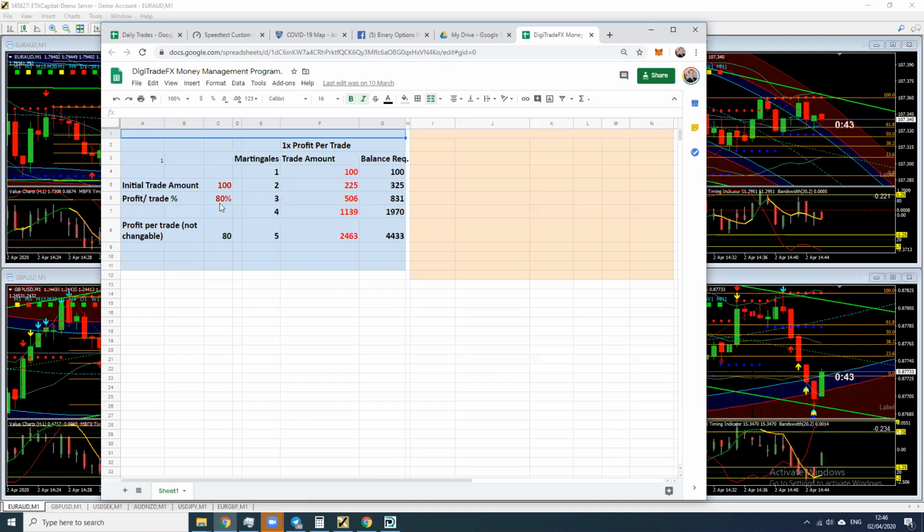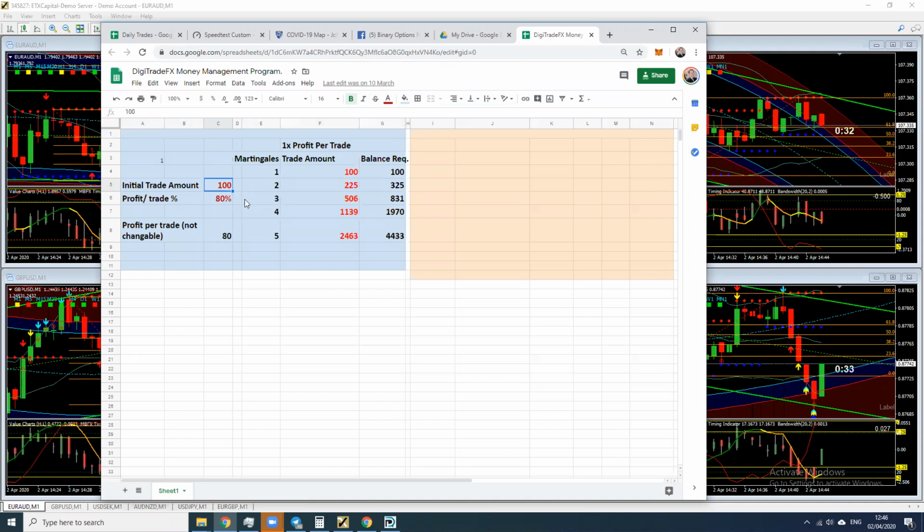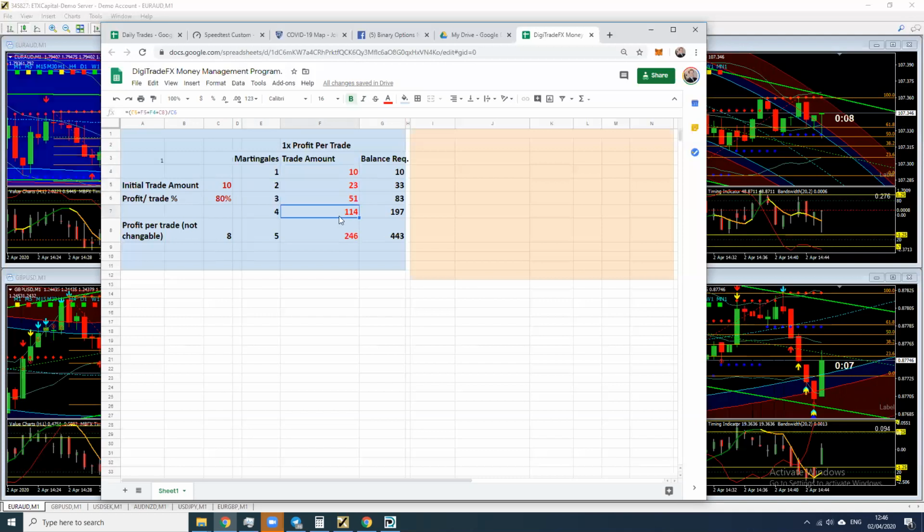Now, with the money management program I have here, you would take your initial trade size. So let's say you're trading with a 1,000 euro account or dollar account. You trade with 1% of that. That's $10, okay? And then your profit size is 80, so your return on a winning trade is 8. So your initial trade size is 10. Then your second entry would be 23, third 51, fourth 114. Does that make sense?